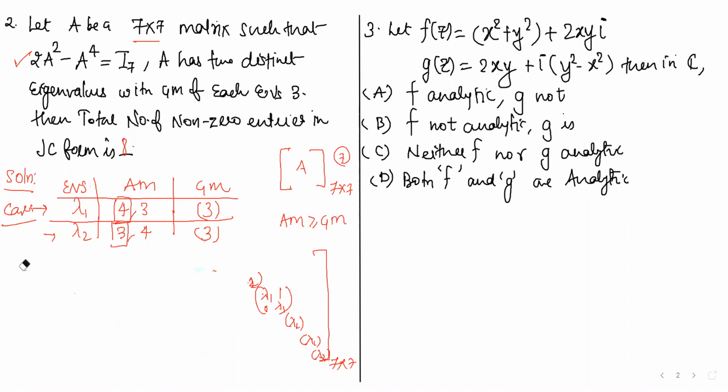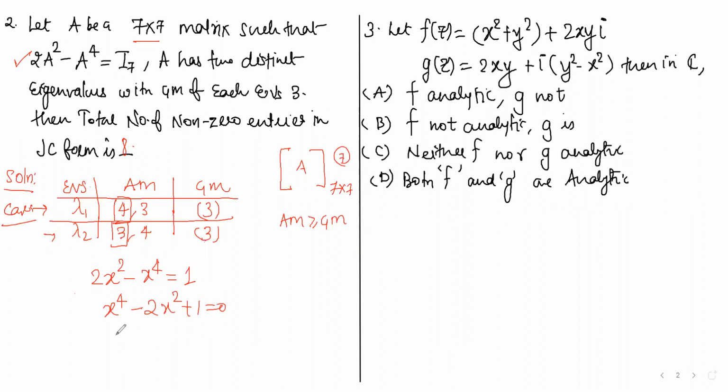Just for the verification of whether it has only two eigenvalues or not, we will take a simple case. Let's say you have 2x square minus x power 4 equals 1. If you try to solve this, taking everything to one side, it is x power 4 minus 2x square plus 1 equals 0, which forms a perfect square: x square minus 1, the whole square, equal to 0. So you get only x square equals 1, which implies x equal to plus minus 1. So we have got only two eigenvalues. The question was nicely framed.